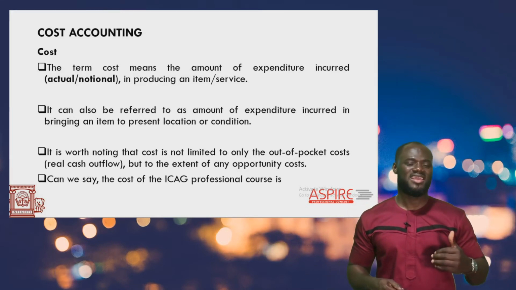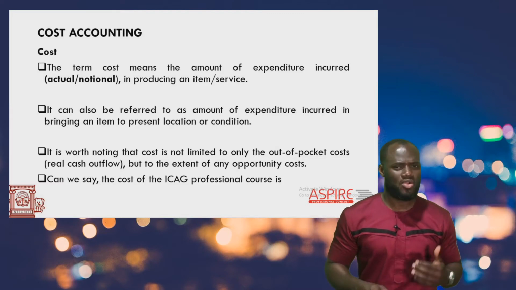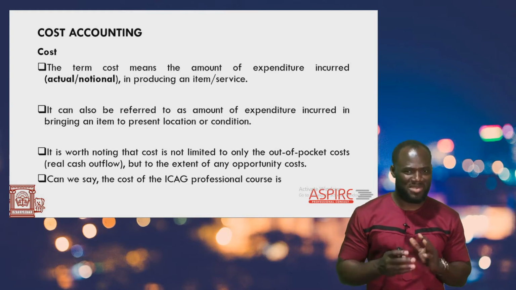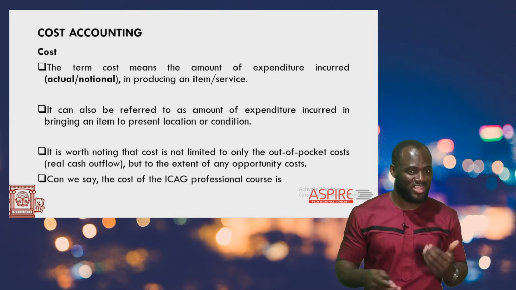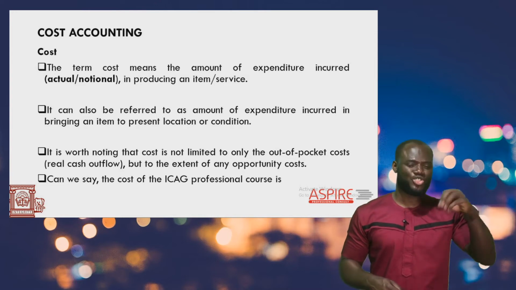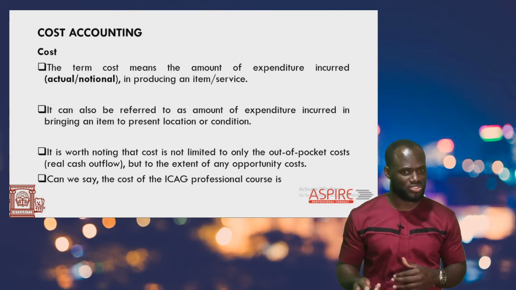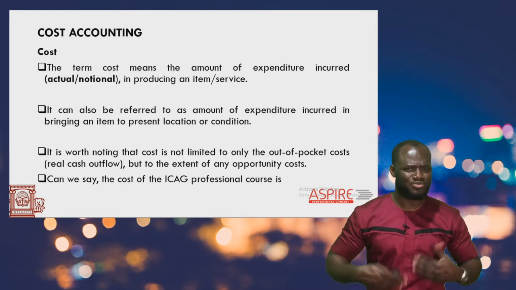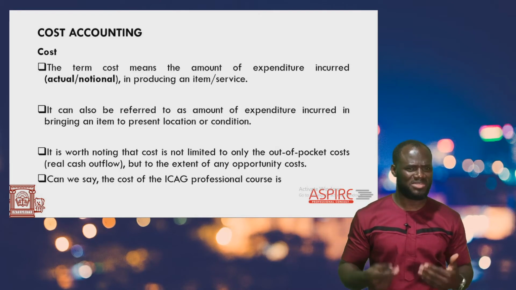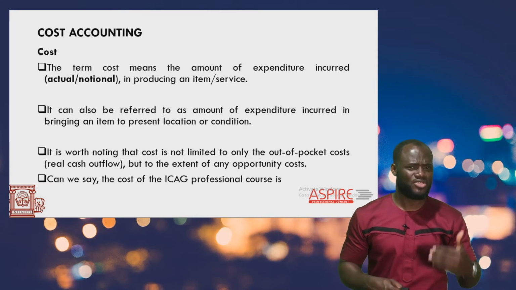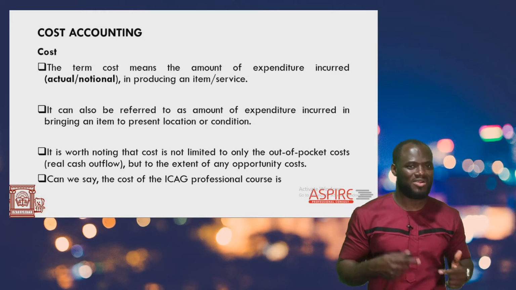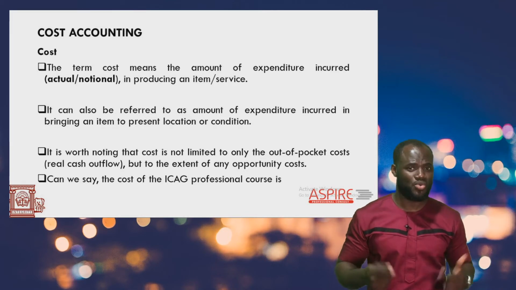In principle, we say that cost is the amount of expenditure incurred in producing an item or service. The amount of expenditure incurred or yet to be incurred could either be an actual cost or a notional cost. It's important to know that when you say cost, it is not just limited to the out-of-pocket cost. It's not just limited to how much cash has been spent. It also goes to the extent of what has not been spent but otherwise would have been spent, otherwise referred to as notional cost or opportunity cost.